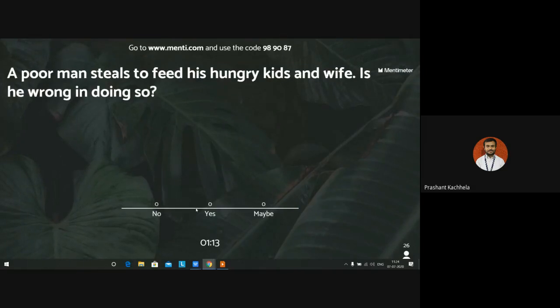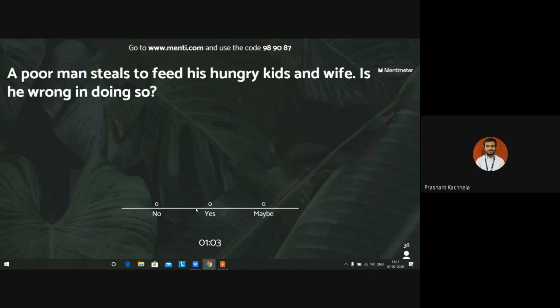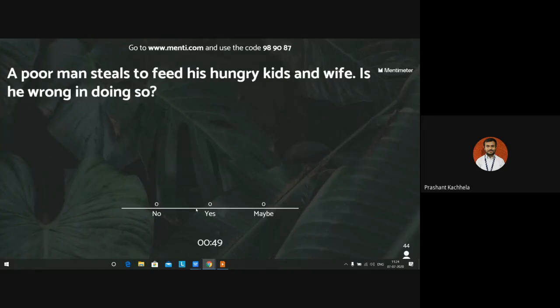The timer already started and we have only 1 minute now. So far 41 people responded. 43. Be quick because as you know, the faster you give a reply, the more points you will get. Okay, 40 seconds left.